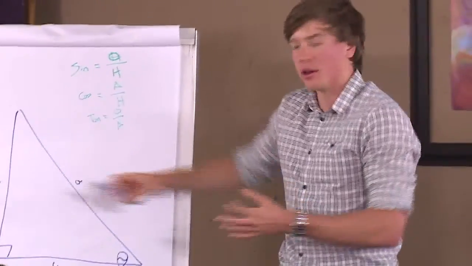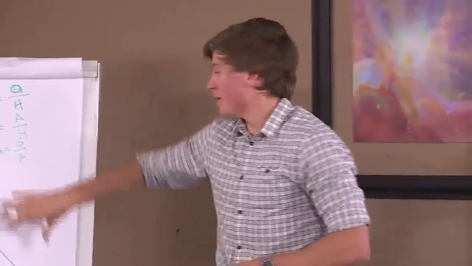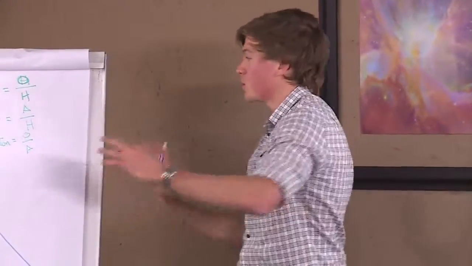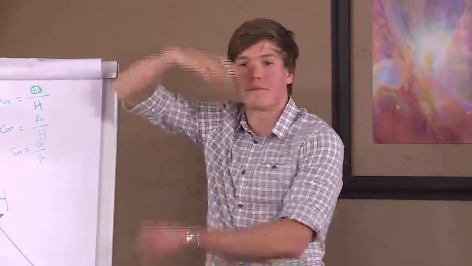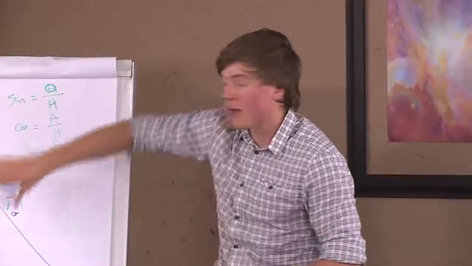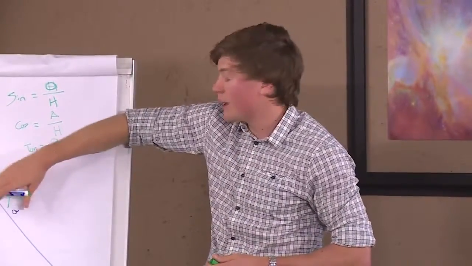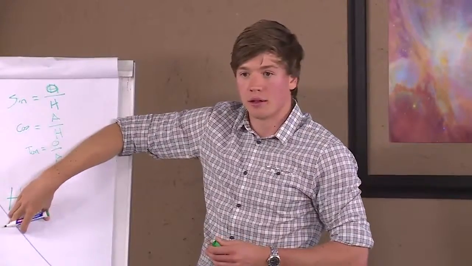Always, always, always. Okay, so we can write big H for hypotenuse. That's never ever going to change. Whether I turn the triangle upside down, flip it inside out, change the theta to an alpha there, or whatever the case is, the hypotenuse is always the side opposite the 90 degree angle. Okay.